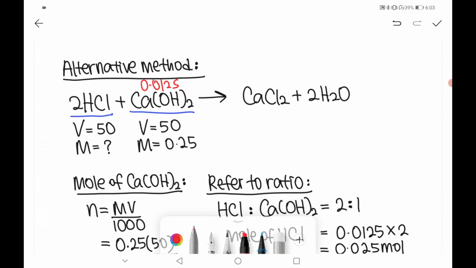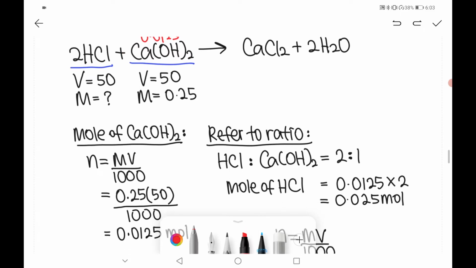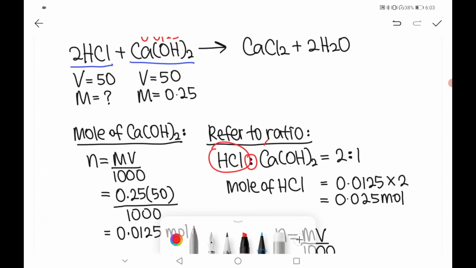After you get the alkali, the next thing you can find is the mole of the acid. So how to find the mole of acid? We can do the ratio. Ratio of acid is 2. Ratio of alkali is 1. So you can copy it. Acid ratio with alkali is 2 to 1.